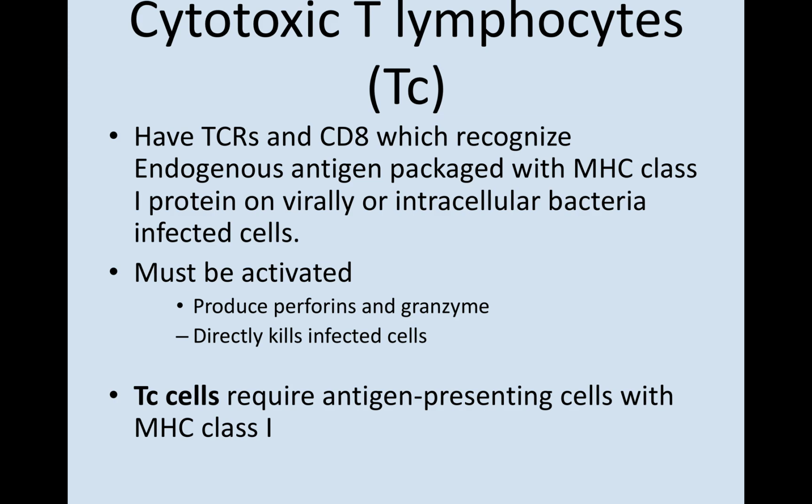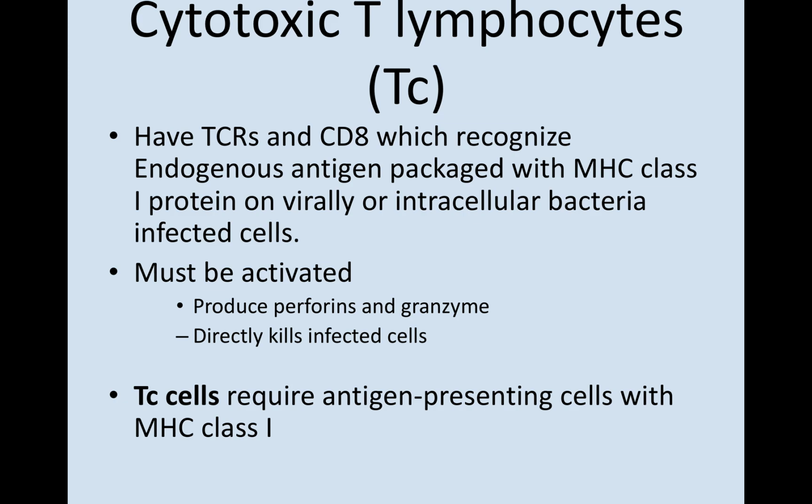Cytotoxic T cells, or TC cells, have T cell receptors. They have a CD8 protein, and CD8 protein interacts with MHC class 1 protein. So the cytotoxic T cell is going to be activated by a T helper, and then they leave the lymph nodes and they seek out cells with endogenous antigen. So again, endogenous antigen would be a virally infected cell or a bacterial infected cell.